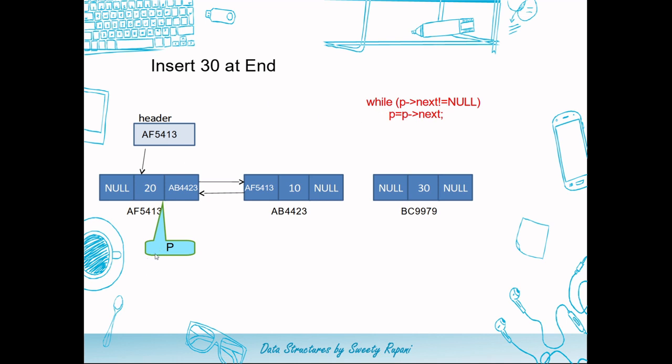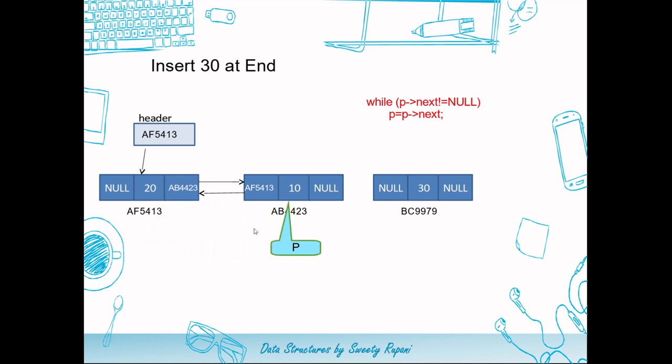unless and until next part of p. P is going to be our iterator which will iterate from the first node, will continue till the next part of p we get it as a null. So this keeps on iterating by shifting itself to point to a next of p. So here p is pointing to a header, its next part is pointing to a valid address, it's not null. So inside we will go inside a while loop, p equal to next of p. So p next of p holds an address of the next node AB4423. This is where your p would jump.